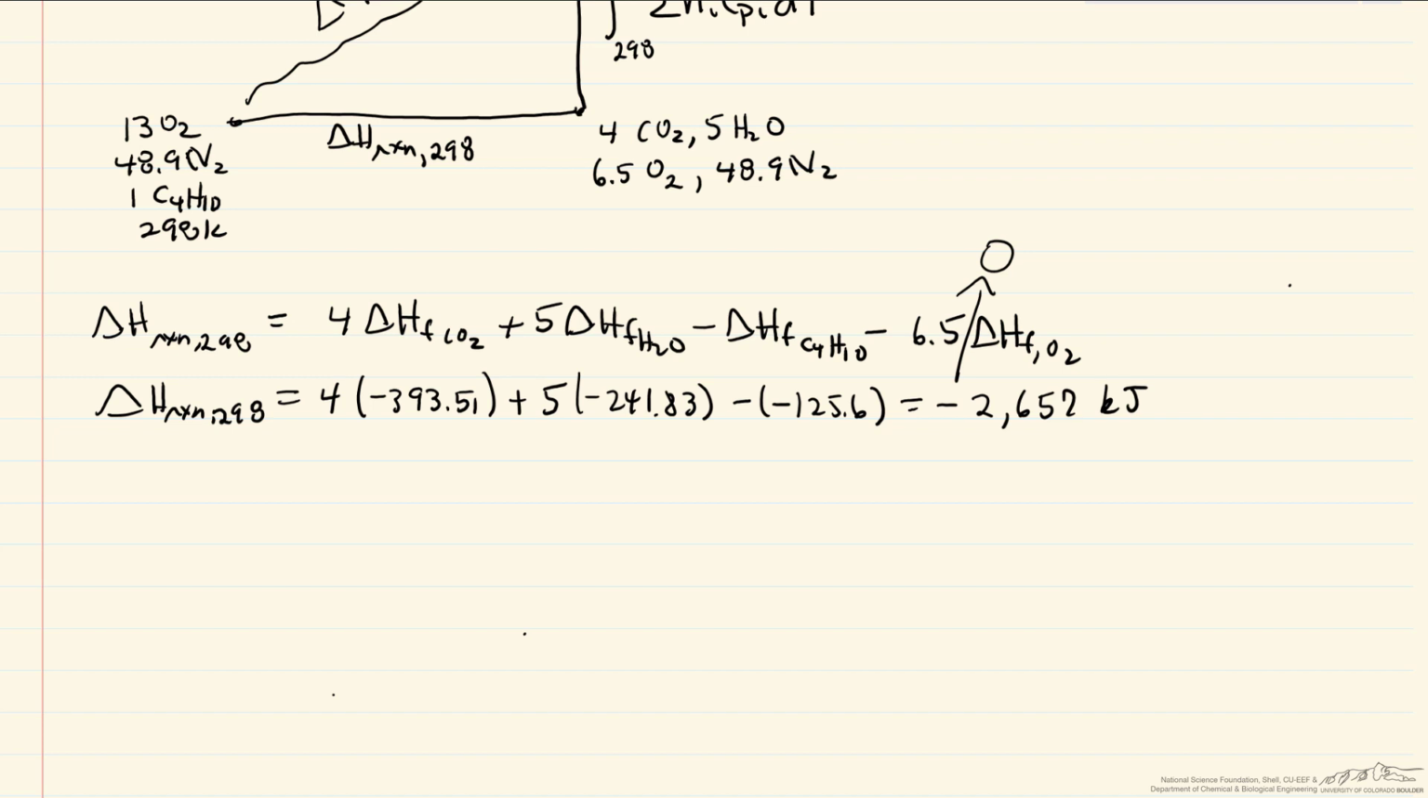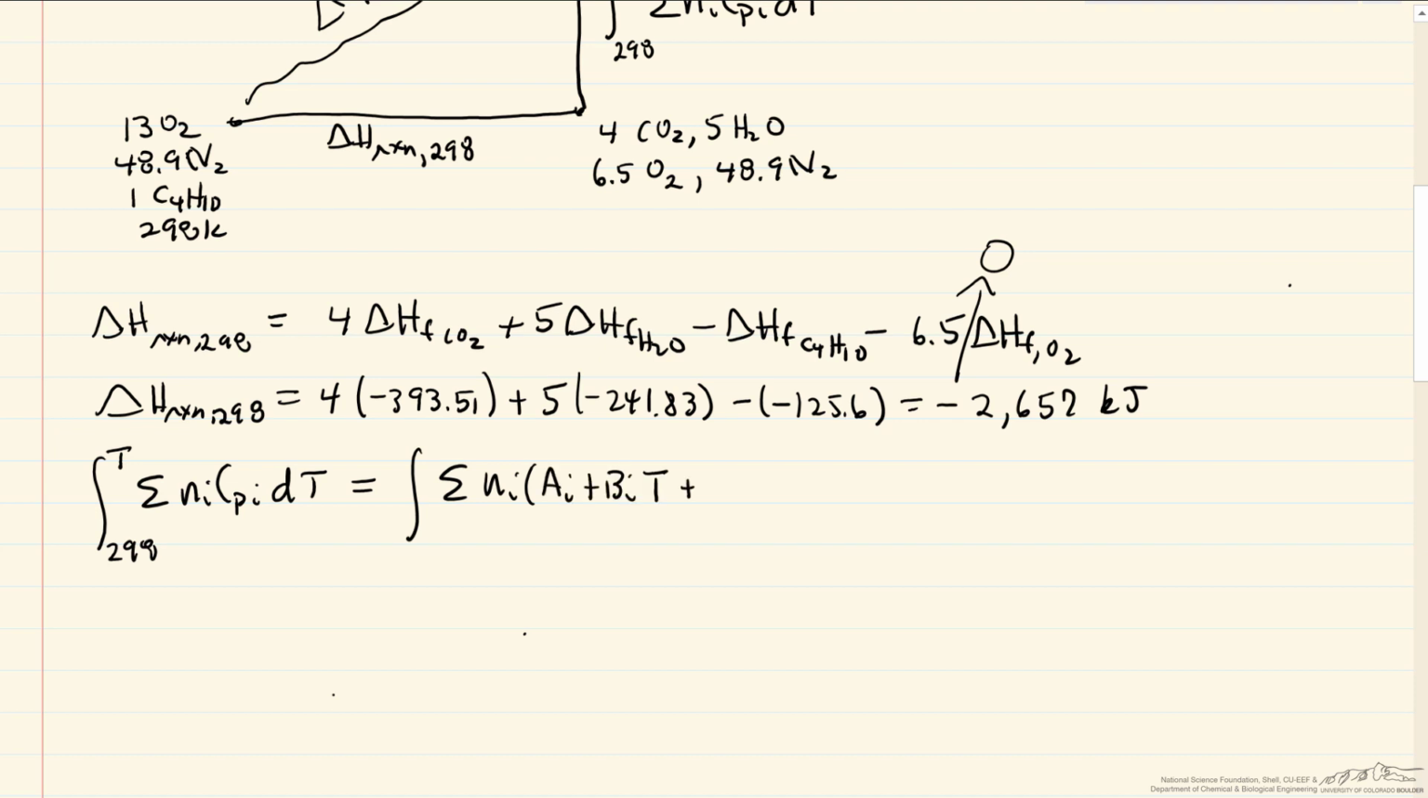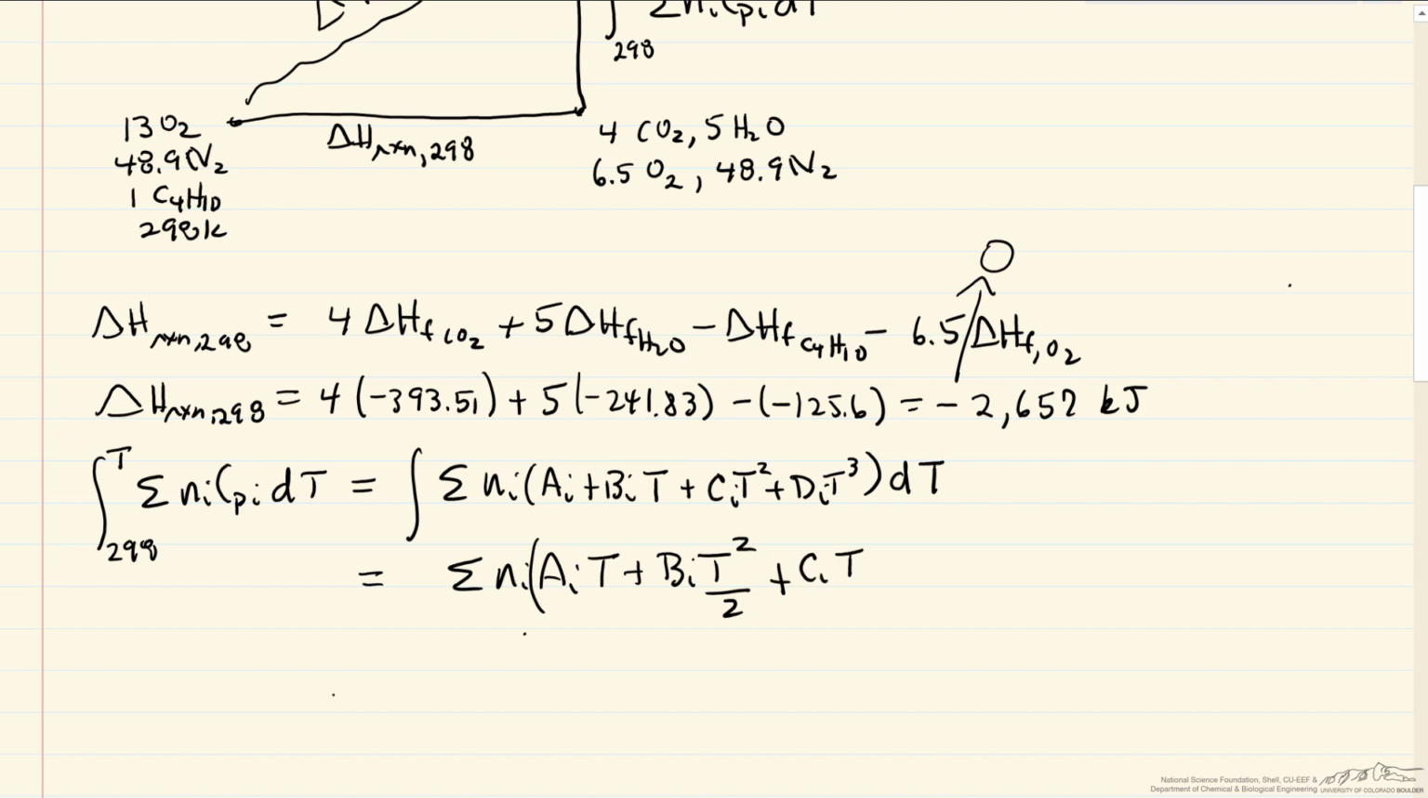Then the other term, the heat capacity calculation, that's the integral from 298 up to the flame temperature of the sum of the number of moles times the heat capacity dT, which I can write as the sum of Ni and then the heat capacity for each of the components, where this is Ai, Bi, Ci, and Di. So if I integrate that, I'm going to end up with the sum of Ni times Ai T plus Bi T squared over 2, Ci T cubed over 3, and Di T to the 4th over 4. And then we have to apply the limits of integration.